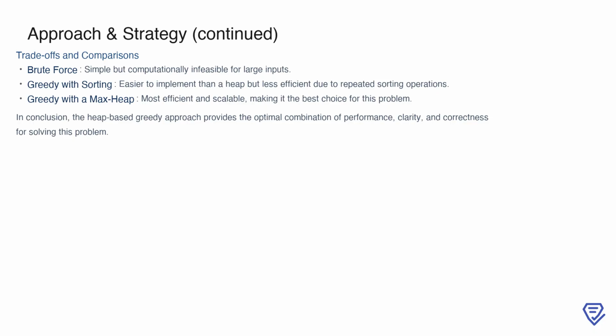In conclusion, the heap-based greedy approach strikes the perfect balance between clarity, performance, and correctness. It leverages the problem's key insight, halving the largest numbers first, to minimize the number of operations required and ensure the solution is both practical and optimal for a wide range of input sizes.